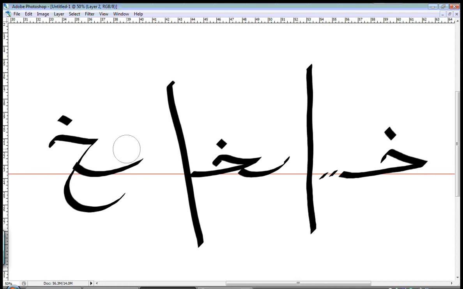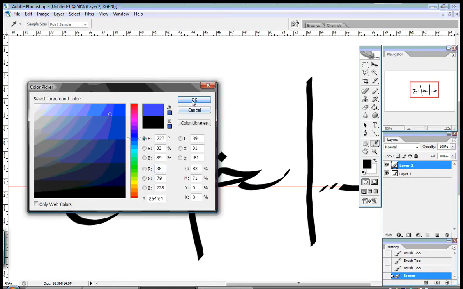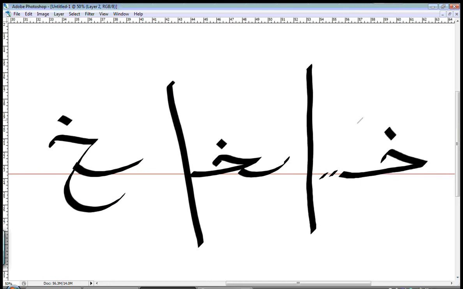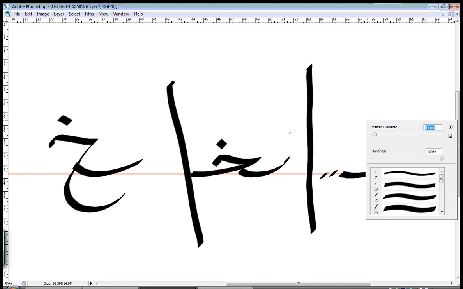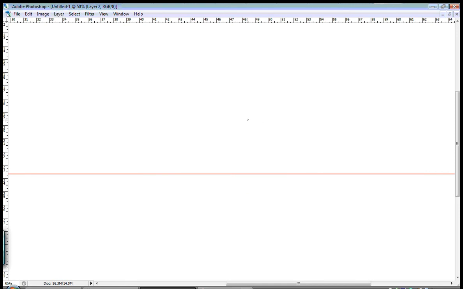Anyway, writing this letter won't be that hard, but the pronunciation, again, I'll repeat, Kha. With alamat tashkil, it will be Kha, Khu, Khi. Okay, so let's move on to the next letter.